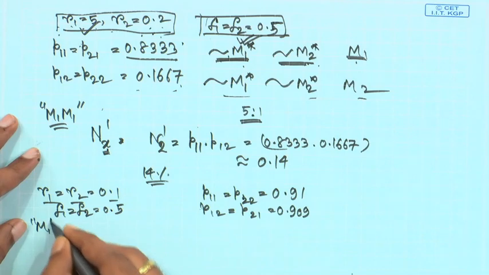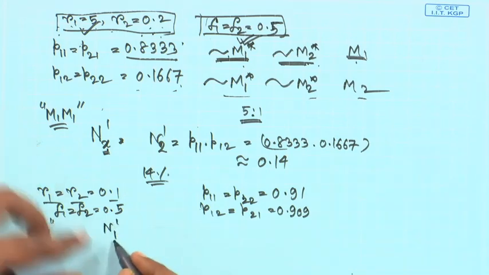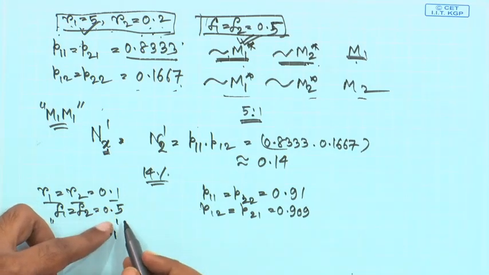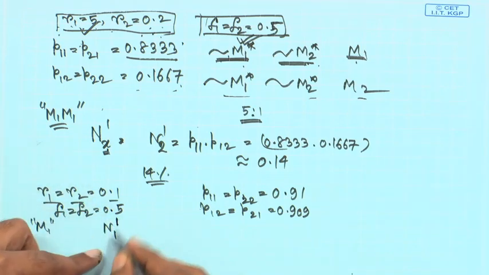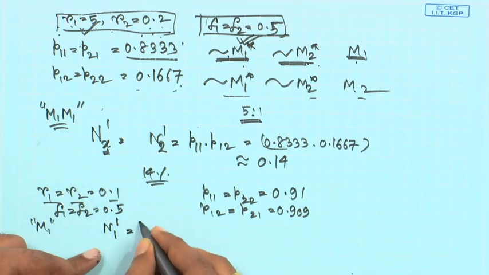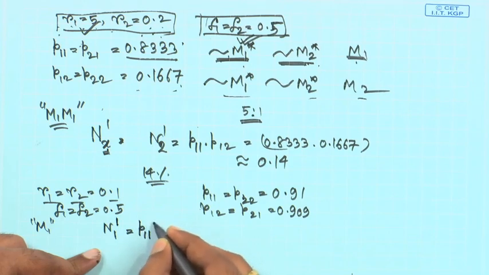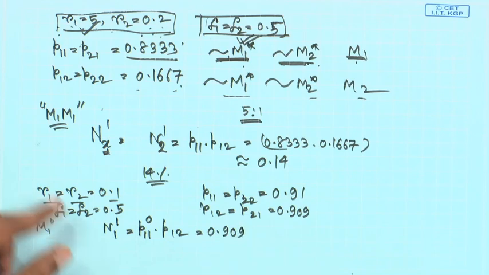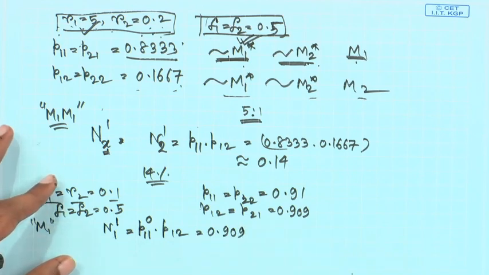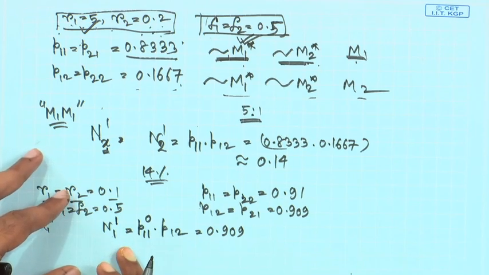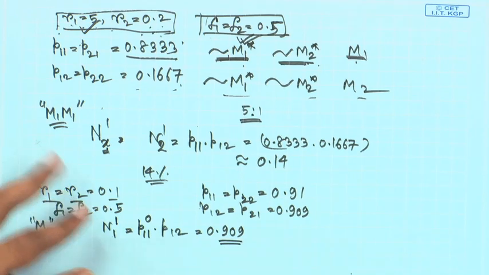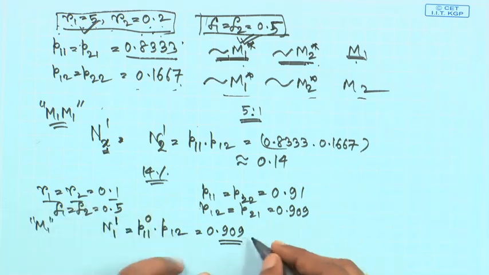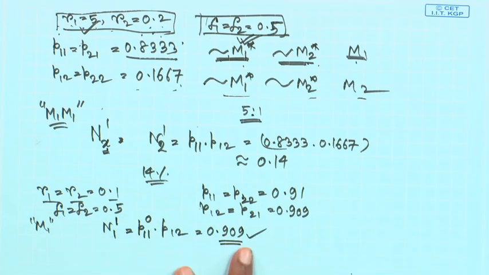So, M1 unit, that will be N11, a single unit, and this is the identity of the monomer. So, this is 1 N11, that is nothing but P11 to the power x minus 1, where x is 1 in this case because it is a single unit, into P12. So, that will be nothing but 0.909. Okay. Now, this is the single M1 sequence, this much percent of single M1 sequence.